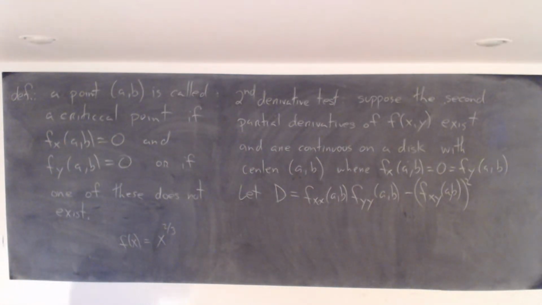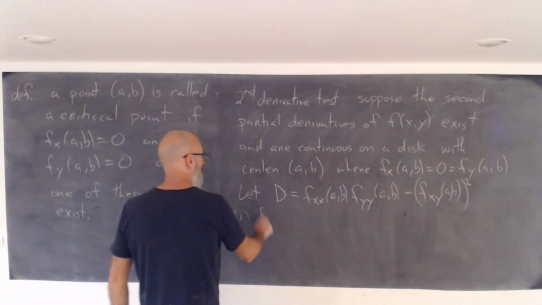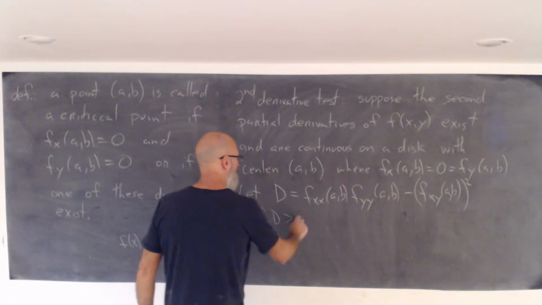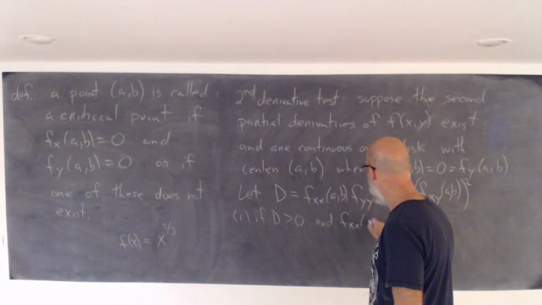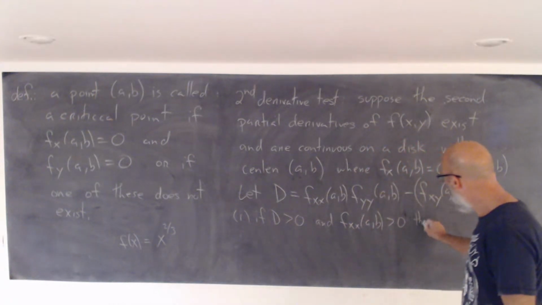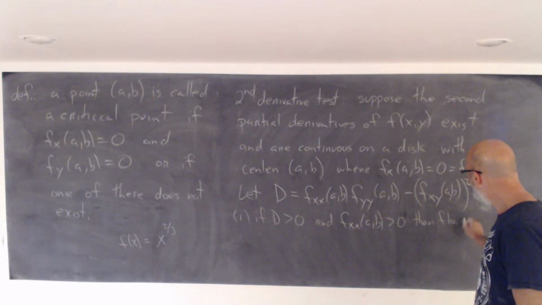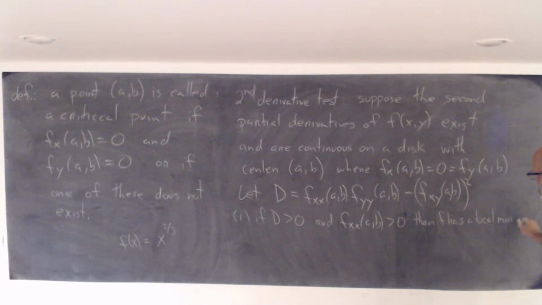So let D be this. Then 1, if D is bigger than 0 and f_xx is bigger than 0, then f has a local min at the point (a, b).